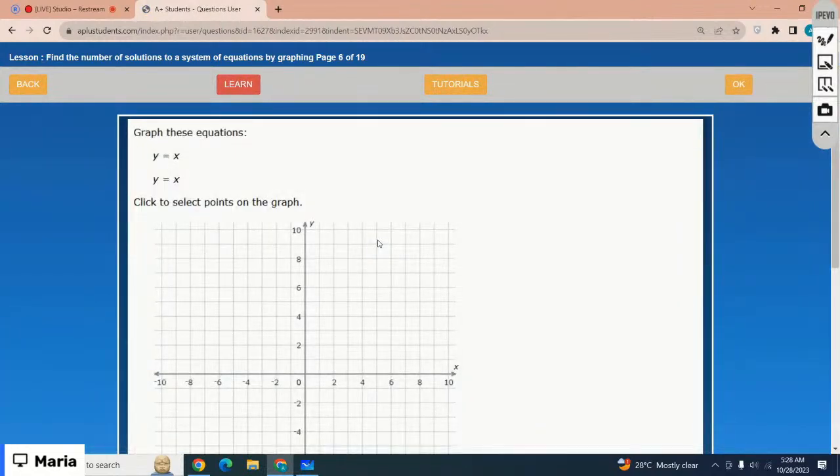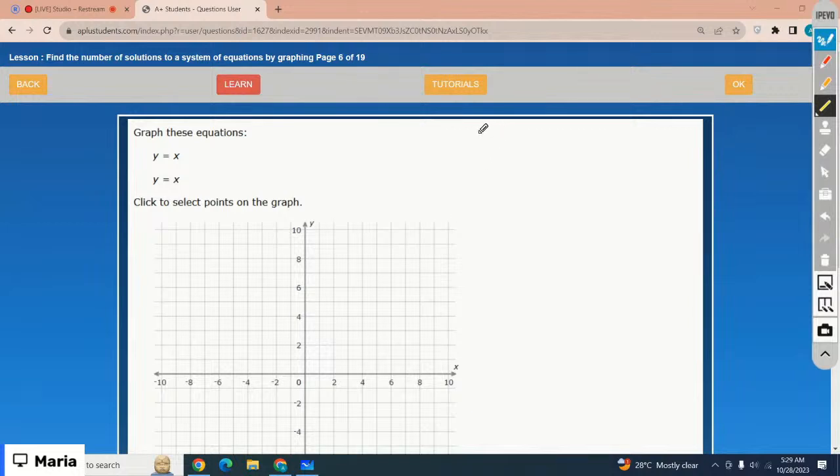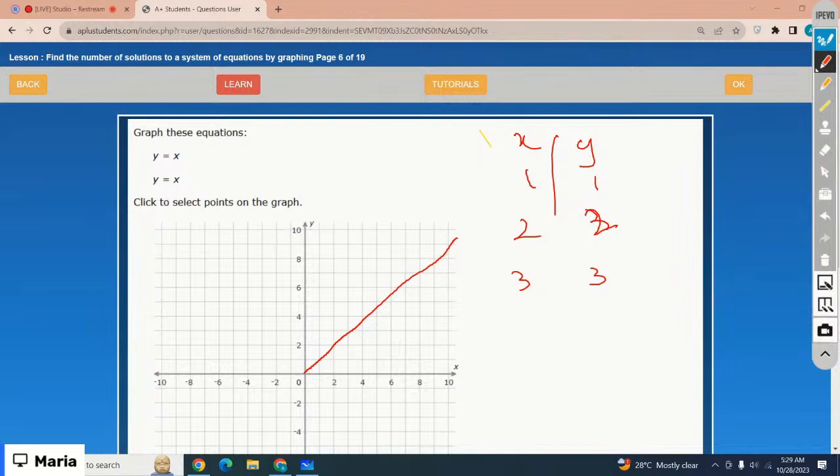Okay, y equals x and y equals x, right? That means whatever the value of x you put, you have the same value of y. Let's make a table of values. For example, x is 1, y is 1, x is 2, y is 2, x is 3, y is 3. So it would be a straight line like this for both the equations. You have exactly the same line for both, so the system of equations has infinitely many solutions. Got it?